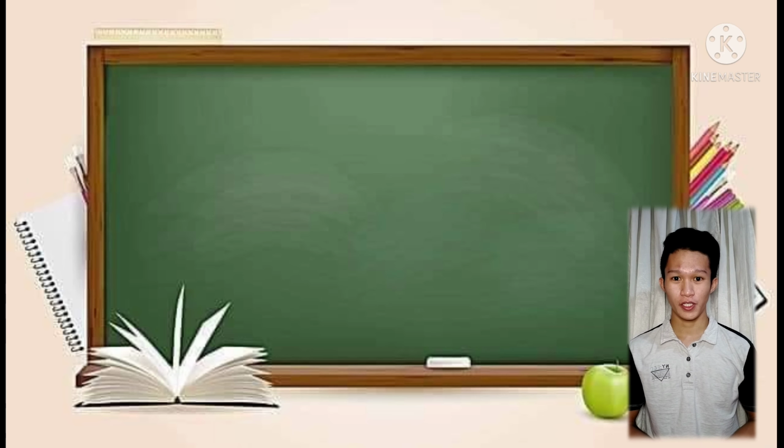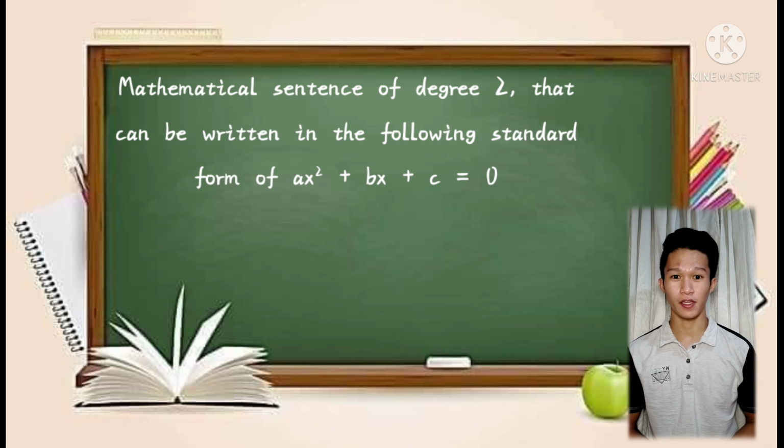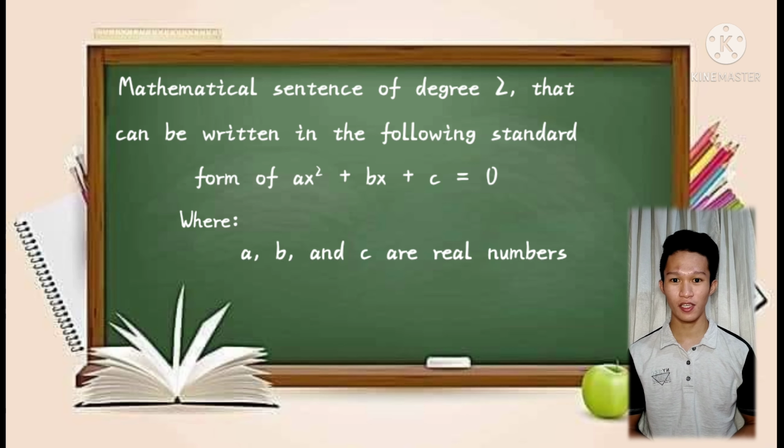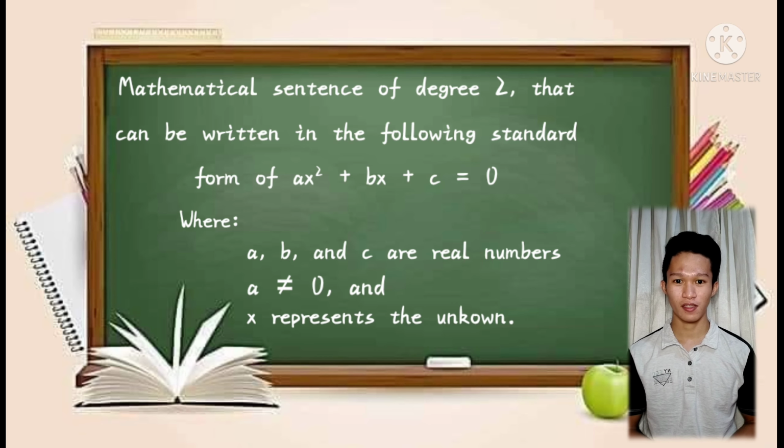A quadratic equation is a mathematical sentence of degree 2 that can be written in the following standard form of ax squared plus bx plus c equals 0, where a, b, and c are real numbers and a is not equal to 0, and x represents the unknown.